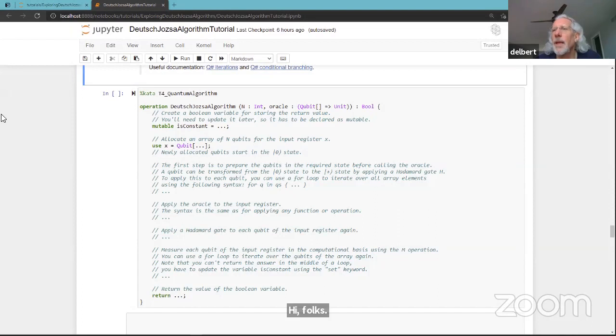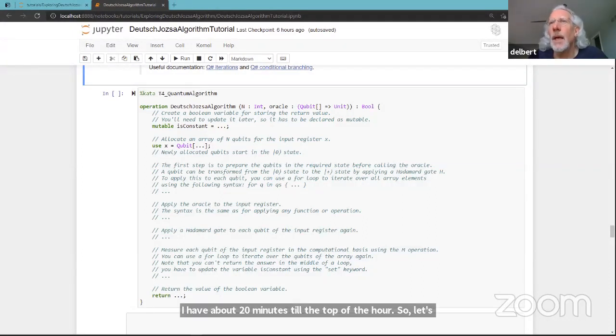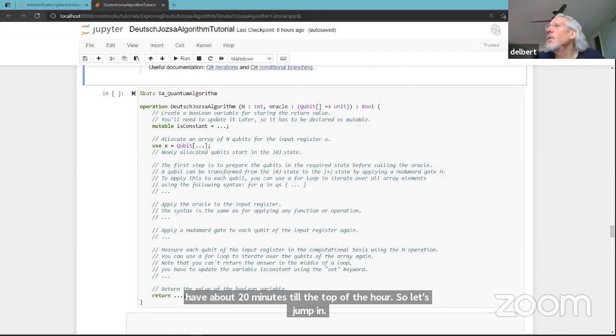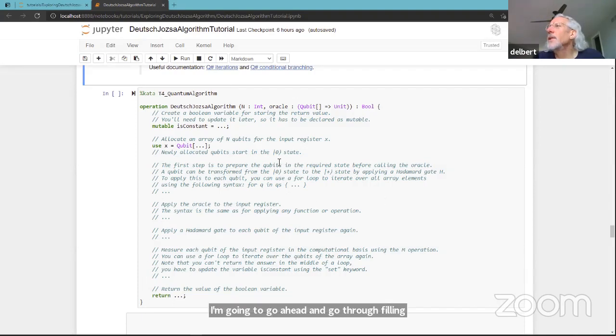I have about 20 minutes till the top of the hour. So let's jump in. I'm going to go ahead and go through filling out this answer. And then we can jump into some discussion about multiple qubit measurement, and then still have some time if there are questions in the chat that I should address broadly verbally. We can do that too.